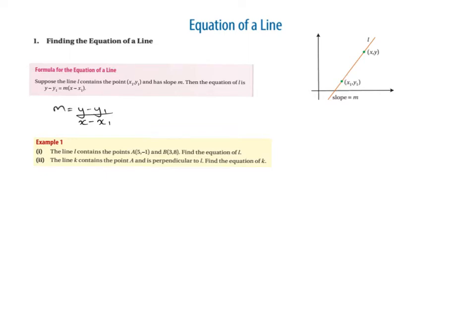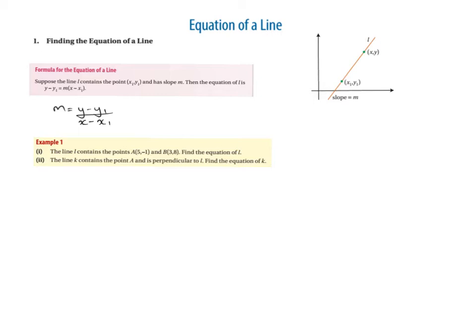If the line contains a point (x1, y1) and has a slope m, then the equation of the line is y minus y1 is equal to m(x minus x1). We've done this before. It shouldn't be too difficult. It's just a case of working out what the slope is and using any point on the line in order to find the equation of the line.